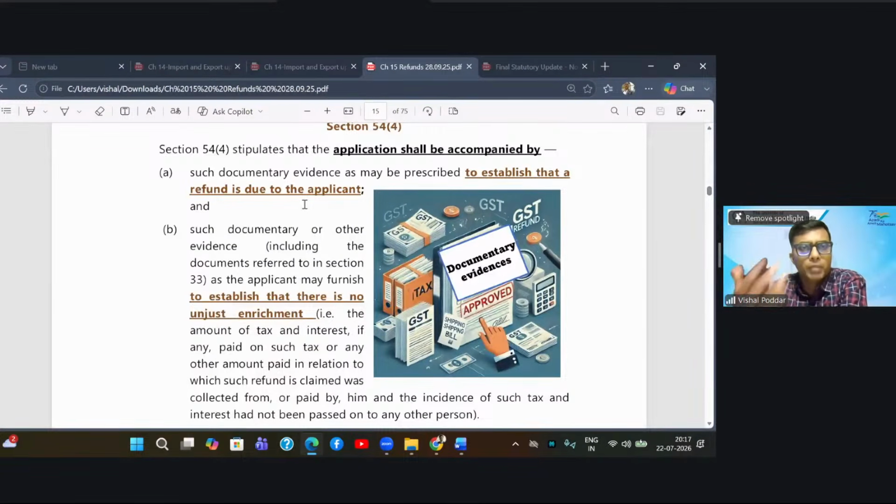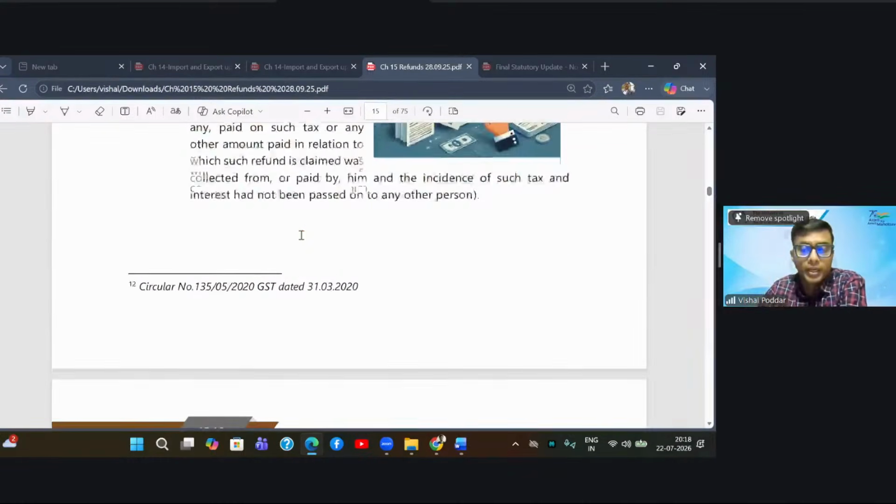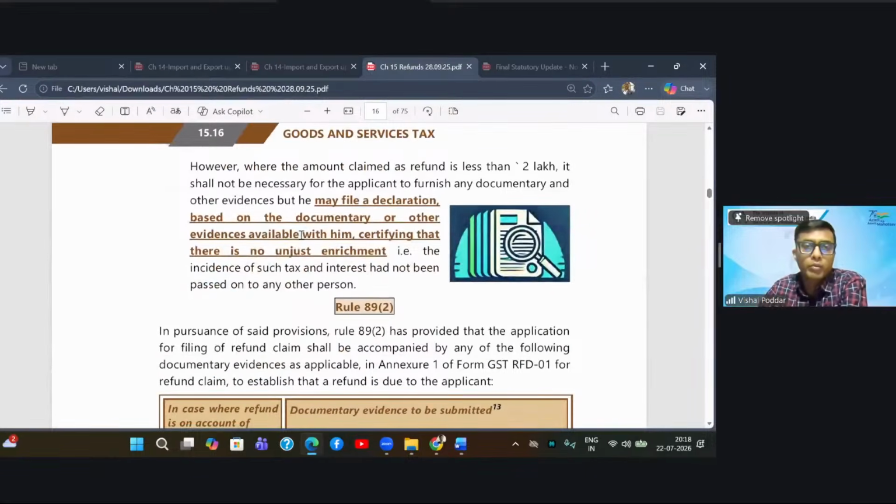If you are a buyer, you have to upload the purchase invoice. If you are a supplier, you have to upload the export invoice, etc. Next, most important, you have to give a documentary proof that there is no unjust enrichment. We are going to discuss this point later in detail. So for that, you have to give the documentary proof.